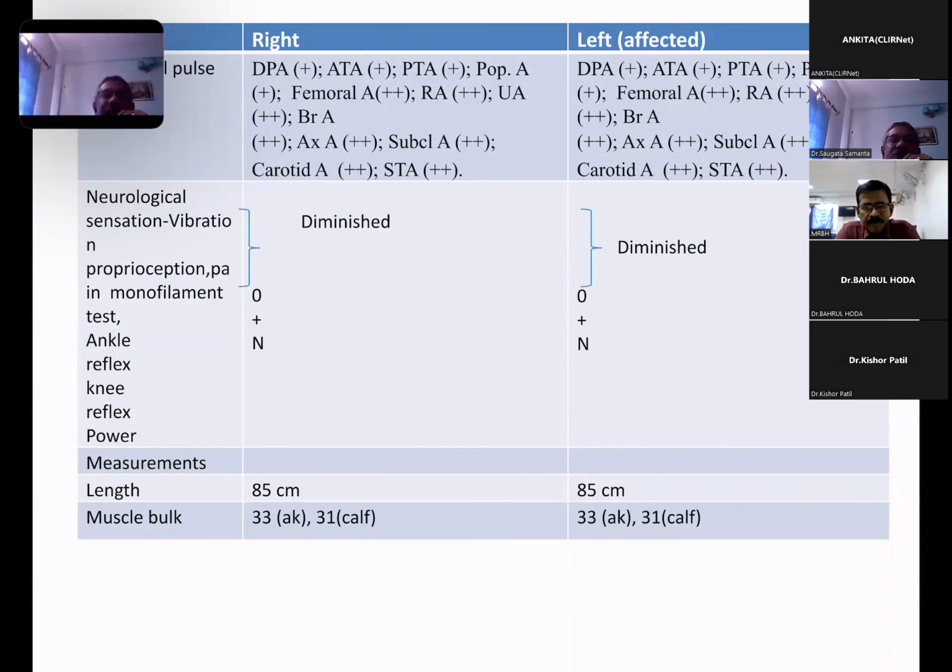Anyway, so it is nice to see that you have palpated. So what is the problem regarding palpation of blood vessels in a diabetic patient?